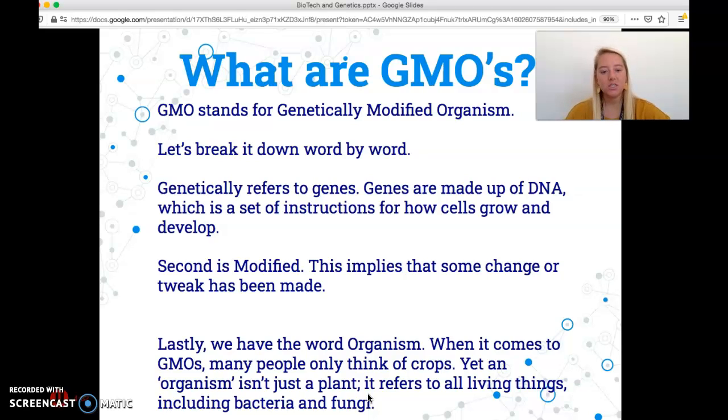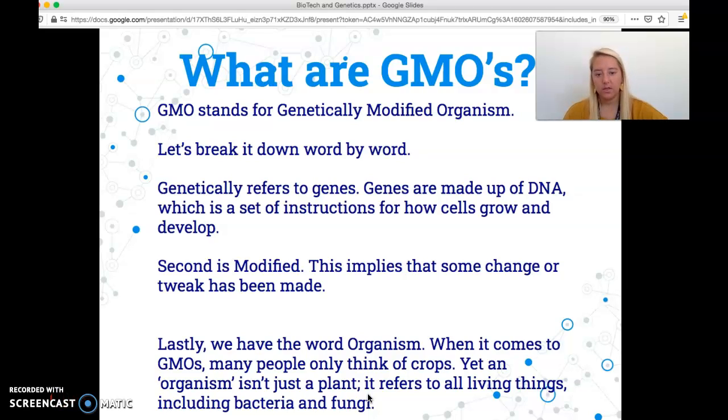genetically refers to genes. Genes are made up of DNA, which is a set of instructions for how cells develop and grow. You know that. They're kind of like a blueprint. They tell the molecule what exactly to build, where to build it, and how quickly to build it.